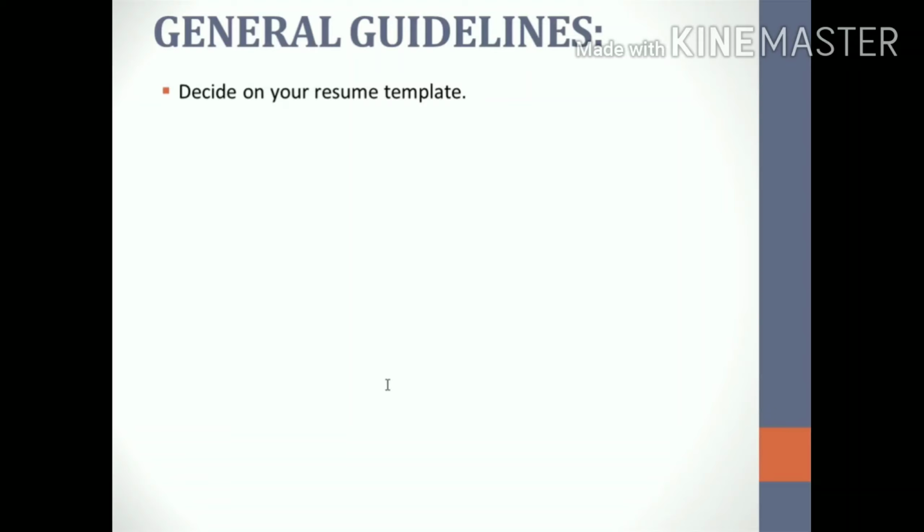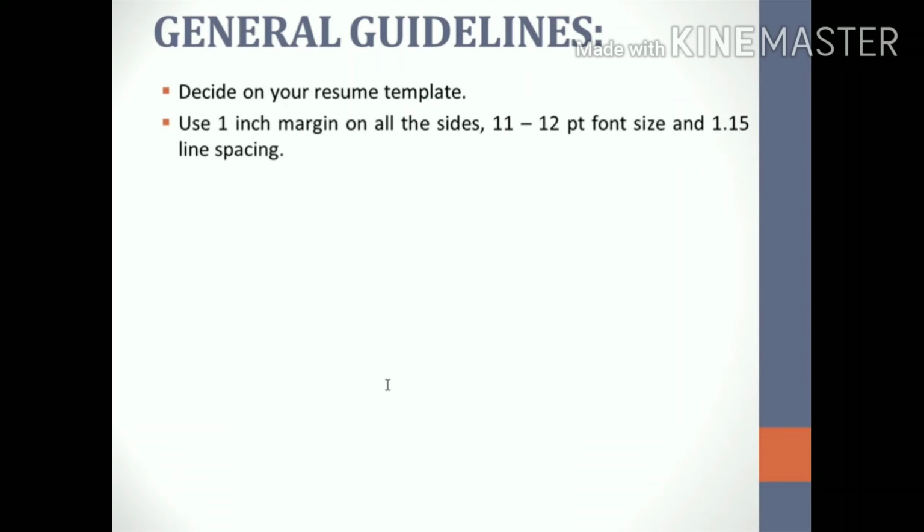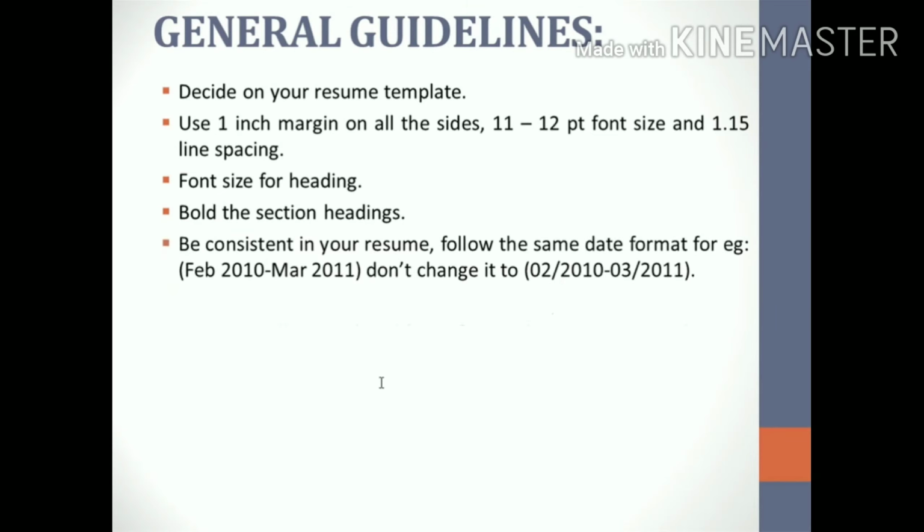So use 1-inch margin on all the sides, 11 to 12 point font size, and 1.15 line spacing. If you are using 11 point as your font size, select 12 point font size for headers and add extra space before and after each heading. Bold the section headings to separate them from the rest. Be consistent in your resume. Follow the same date format. For example, if you have used February 2010, March 2011, don't change it to a different format. You have used words here, and you have used numbers there, so please stick with the same format.